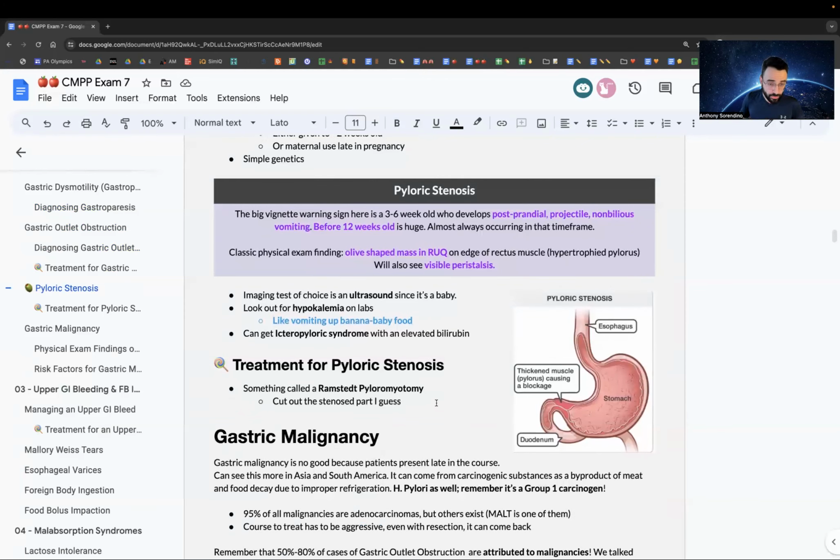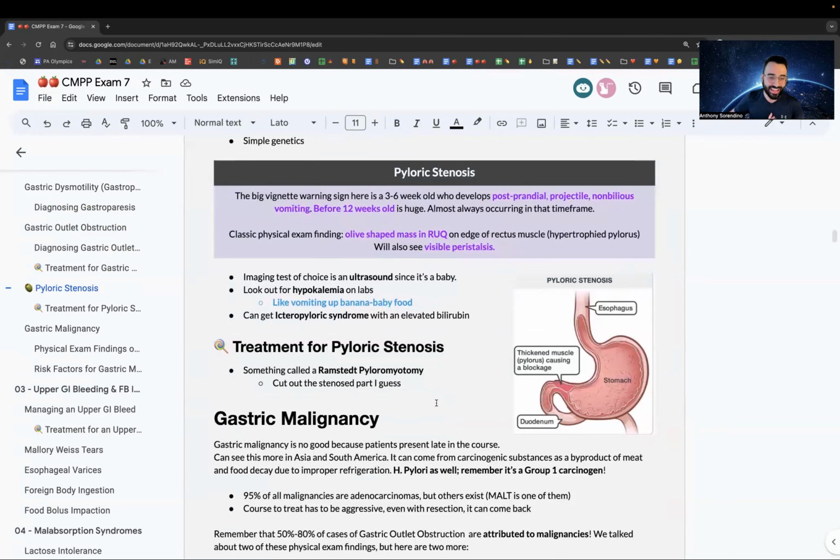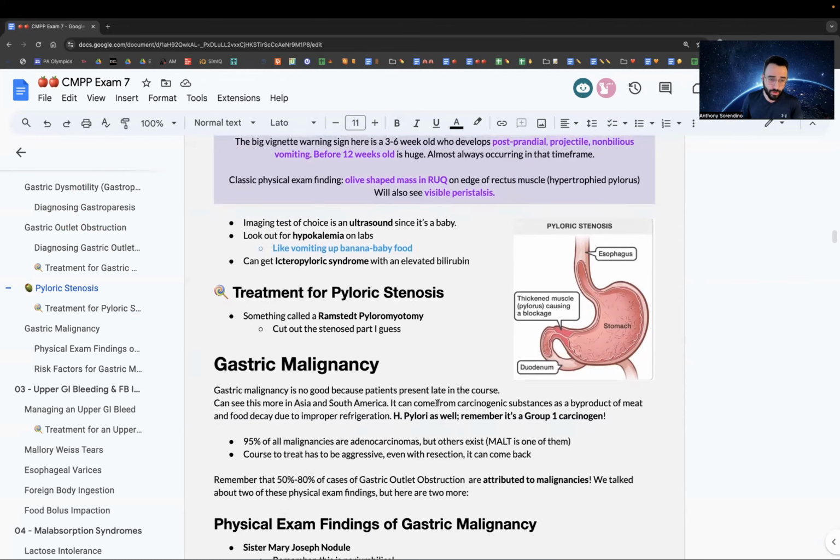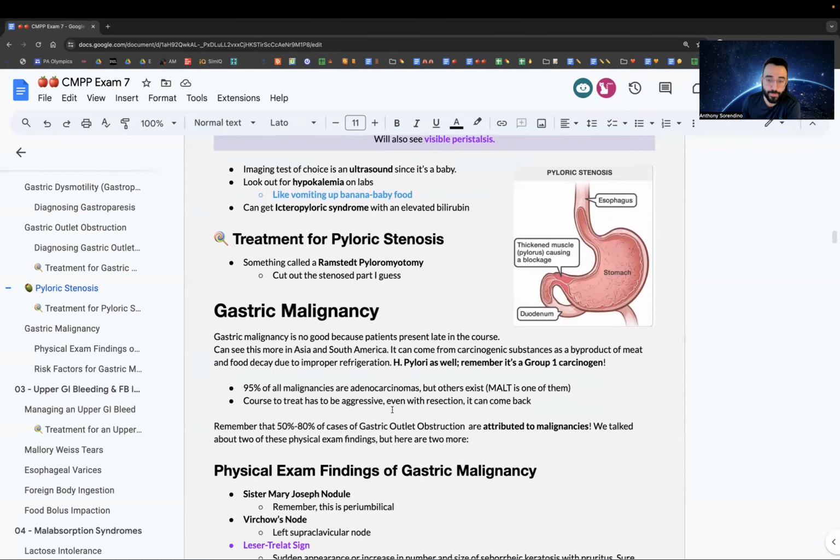You want to do an ultrasound because this is a baby, and look out for hypokalemia on labs. I remember this. It's like a baby vomiting up banana baby food. So like bananas have a lot of potassium in them. So hypokalemia is going to be an indicator. And then also icteropyloric syndrome with an elevated bilirubin, which I think is just like baby jaundice, but icteropyloric syndrome with a raised bilirubin. The treatment is going to be something called a Ramstedt pyloromyotomy. So I think they kind of cut it and rewrap it or something. Just remember, a Ramstedt pyloromyotomy is the treatment for pyloric stenosis.